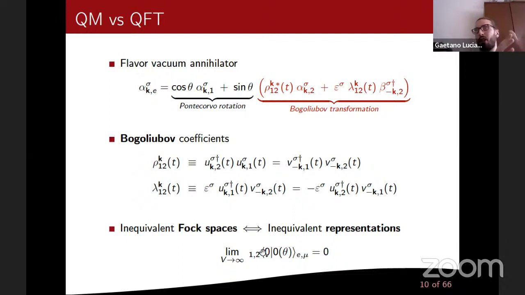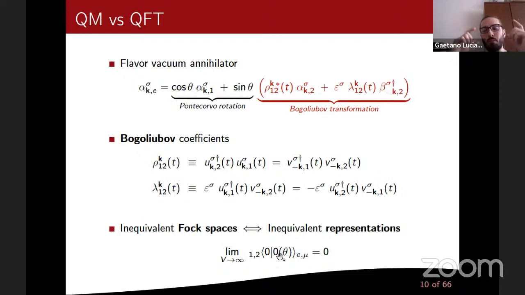So while in quantum mechanics, as I was saying, the flavor and mass bases are unitarily equivalent because they are connected by a simple rotation, here this equivalence no longer holds because of the appearance of this Bogoliubov transformation. Indeed, if you try to compute the scalar product of the flavor vacuum, which is this one here, by the mass vacuum: when I say flavor vacuum, I mean the vacuum annihilated by this flavor operator, while this vacuum is annihilated by the operators alpha 1, alpha 2, and beta 1, beta 2.